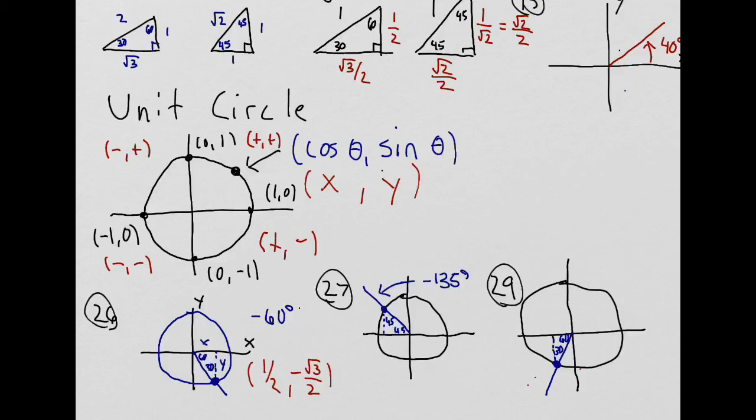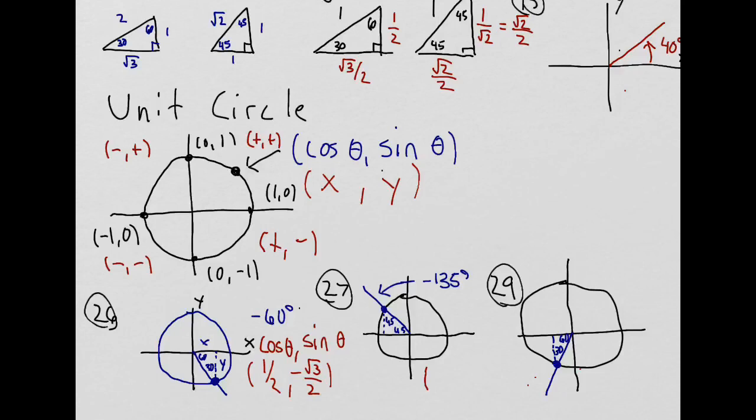And you just have to figure out what's positive, what's negative. Remember, x is cosine. So going back to the last problem, that 1/2 is your cosine of theta. That negative square root of 3/2 is your sine of theta.